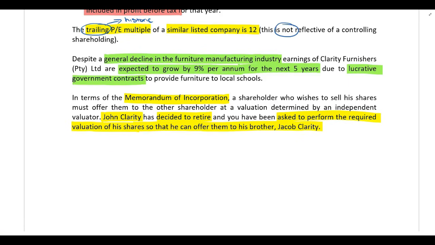Now, please note, while we are here, we were told up front that each of the brothers hold 50% of the shares in the company. So if John is going to retire and sell his shares to Jacob, that means after the sale, Jacob will own 100% of the shares in the company. So please note, we are performing a majority valuation.